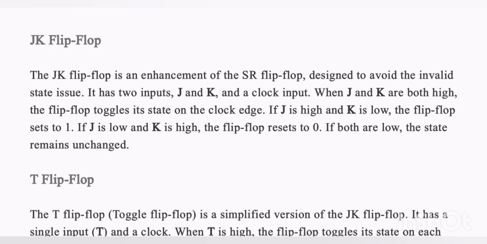JK flip-flop. The JK flip-flop is an enhancement of the SR flip-flop, designed to avoid the invalid state issue. It has two inputs, J and K, and a clock input. When J and K are both high, the flip-flop toggles its state on the clock edge. If J is high and K is low, the flip-flop sets to 1. If J is low and K is high, the flip-flop resets to 0. If both are low, the state remains unchanged.